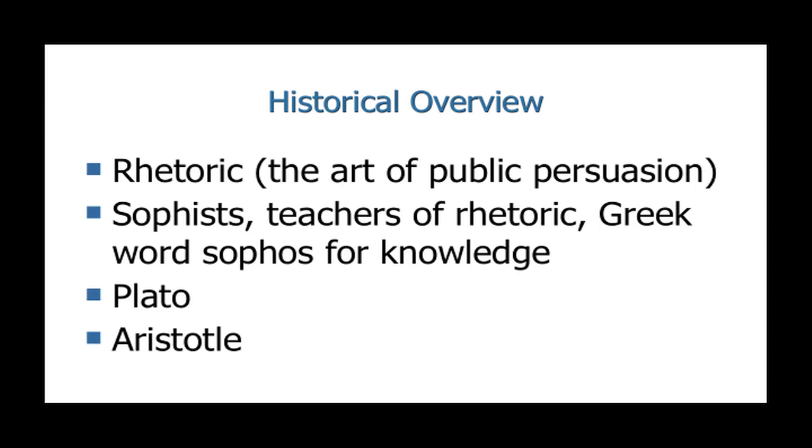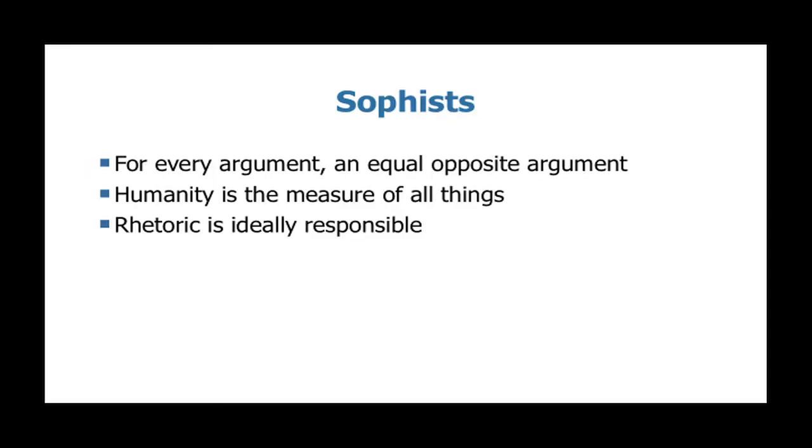Rhetoric was the art of public persuasion. Sophists were teachers of rhetoric, and the word sophist comes from the Greek word sophos, which actually means knowledge. Plato contributed a lot of ideas, as did Aristotle. One of the reasons why Aristotle is called the father of our discipline is because he was able to reconcile the differences between the positions of Plato and the sophists. The sophists argued for every argument an equal and opposite argument existed. They also argued that humanity is the measure of all things and that rhetoric is ideally responsible.